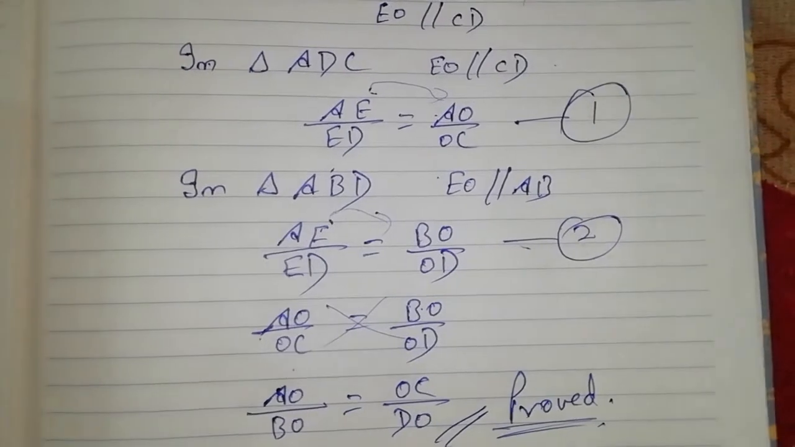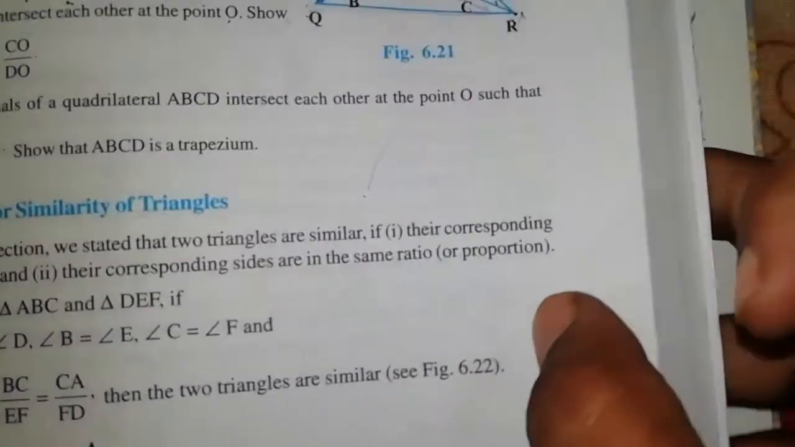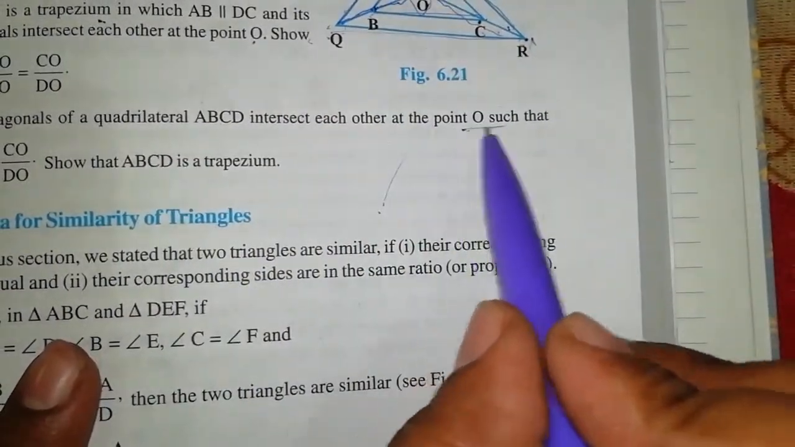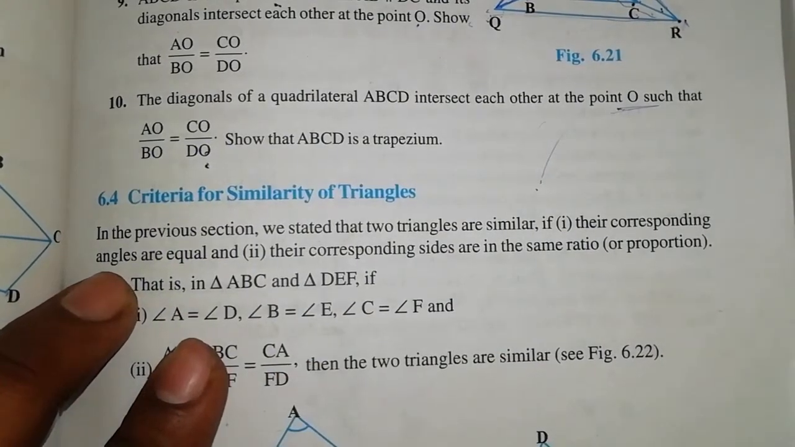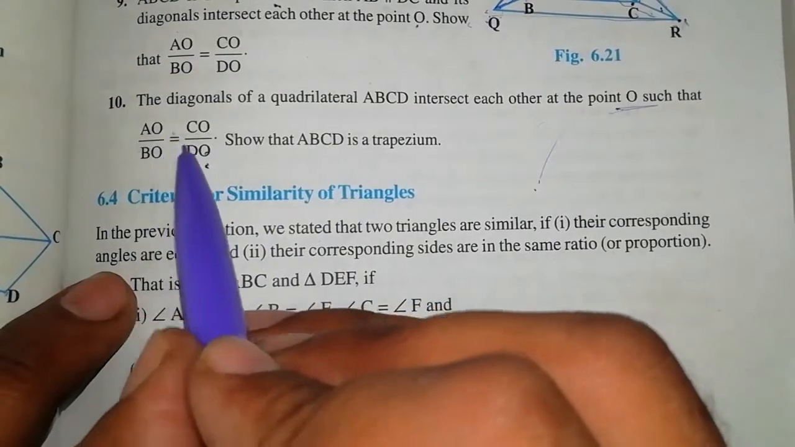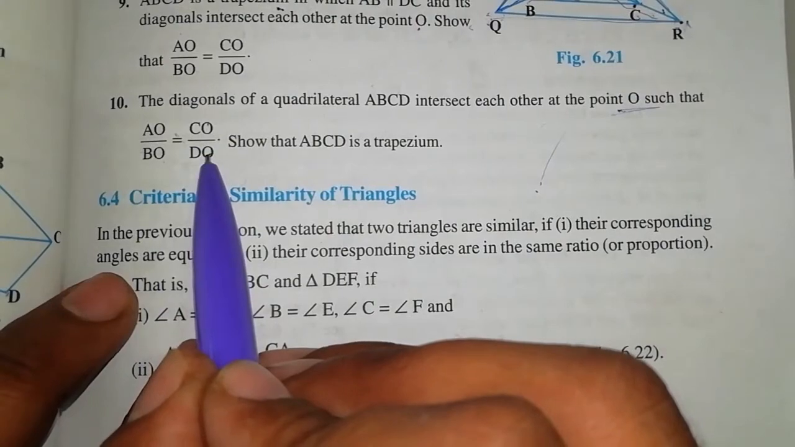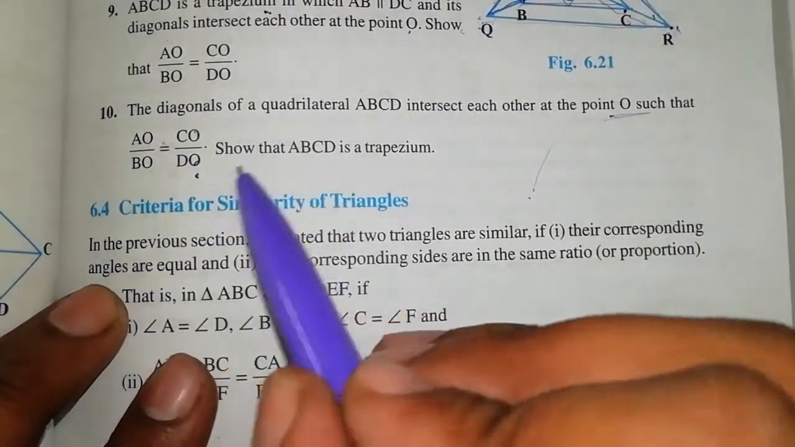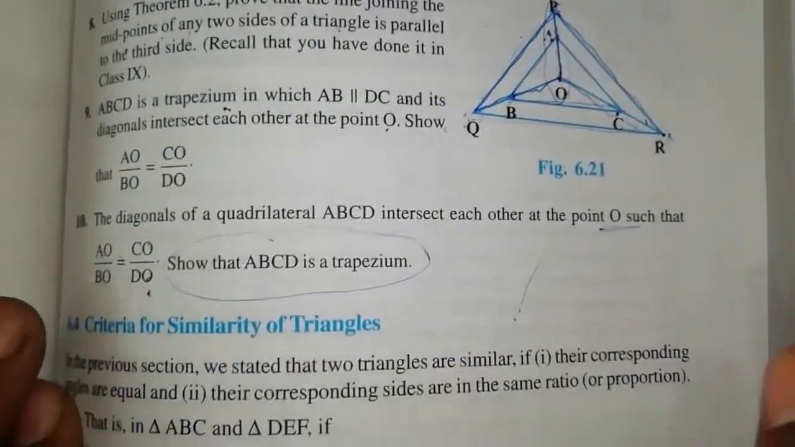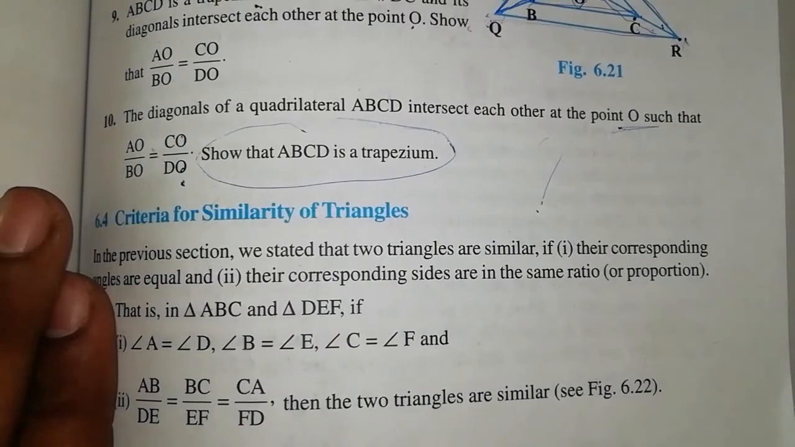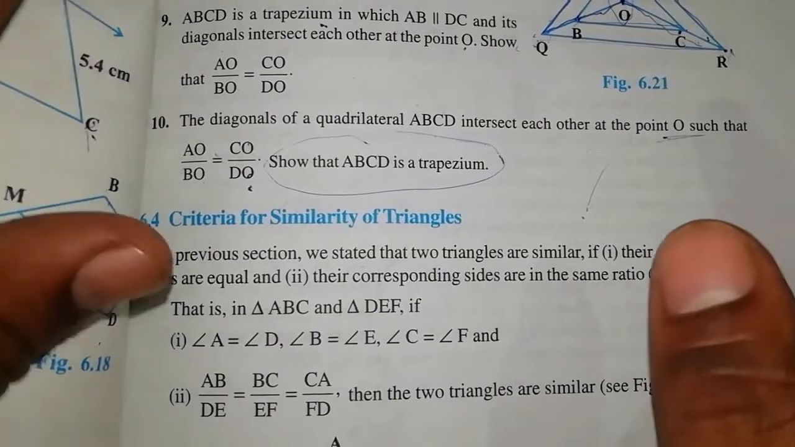Okay, so question number 10 is also the same as this one. In that question, it is already given that AO upon BO is equal to CO upon DO. So what you need to do is first cross multiply them. So AO upon CO is equal to BO upon DO. By that you can show that AB is parallel to CD, and if AB is parallel to CD, ABCD is a trapezium. You can solve this on your own.